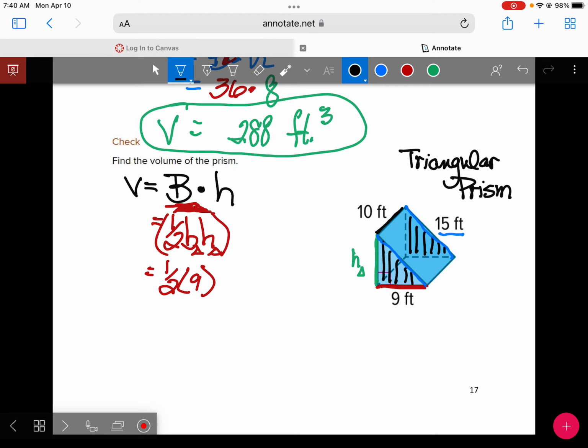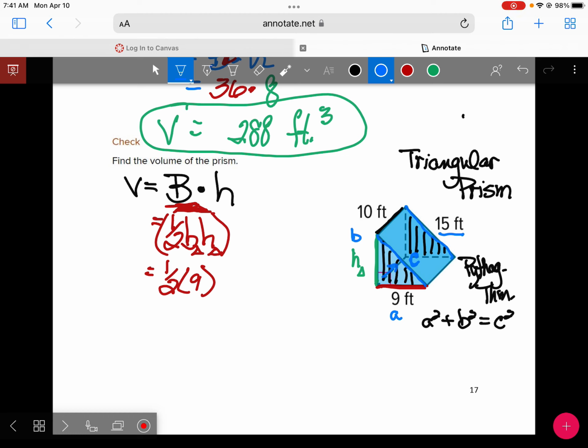Okay, so guess what we're going to have to use since we have a right triangle? We're going to have to use the Pythagorean theorem. So a squared plus b squared equals c squared. The two legs are going to be my a and my b. So I'm going to make 9 my a. I'm going to make b this height that I need to find. And c is going to be the hypotenuse, the side across from this angle.